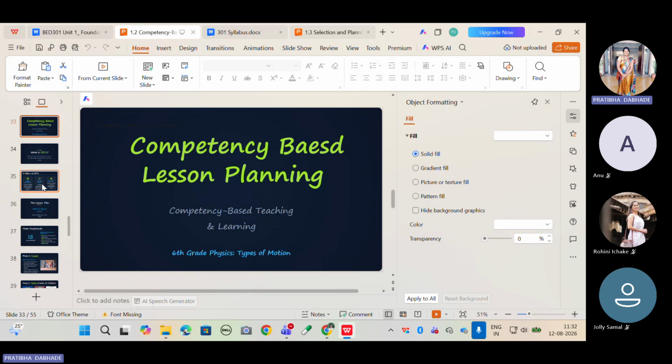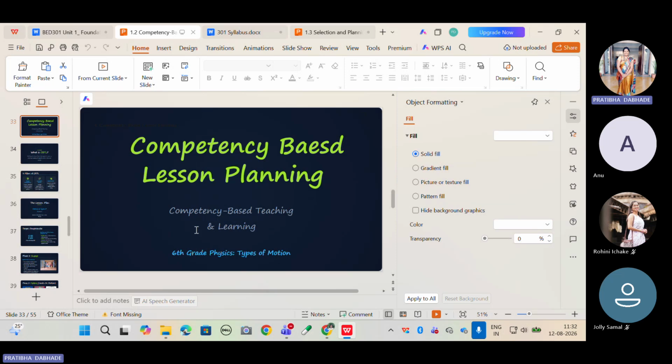Could you please repeat it again, Rohini? Target competency, experiential, formative checks. These are the three basic pillars of the competency-based lesson planning. And under that, we saw one lesson plan that was related to the 5E model.